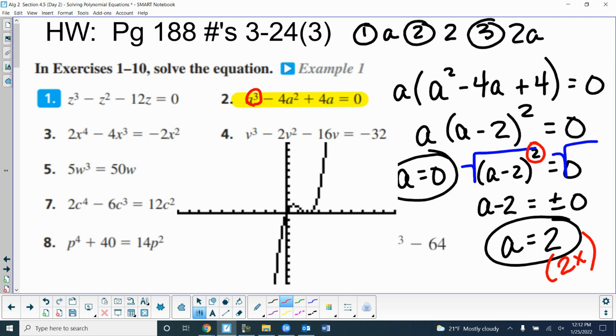So this 0 is right here, and as you can see, it bounces off. So it works at least twice because it bounced off. So when you look at your graphs, when you see it do that, that should tell you that 0 works at least 2 times. Okay?